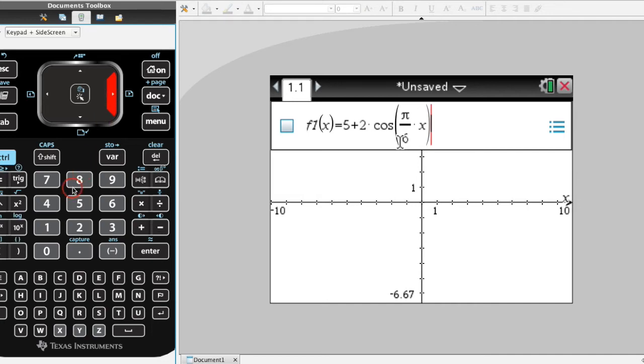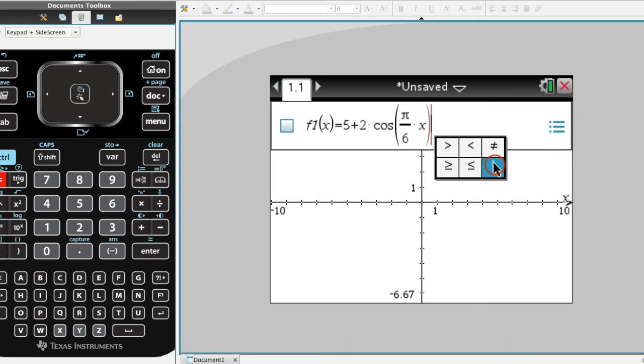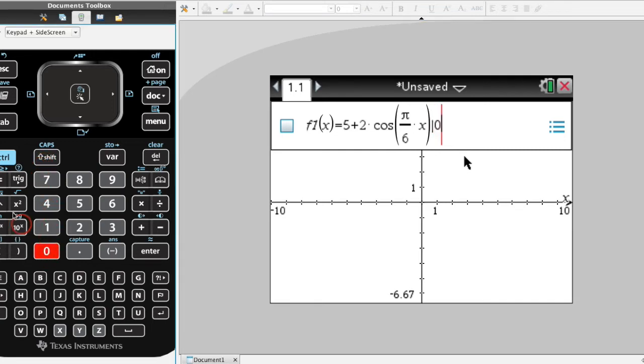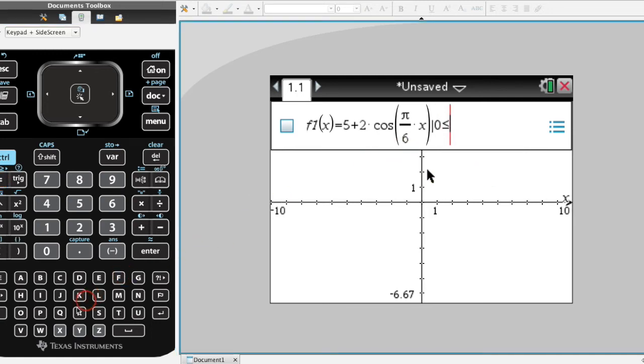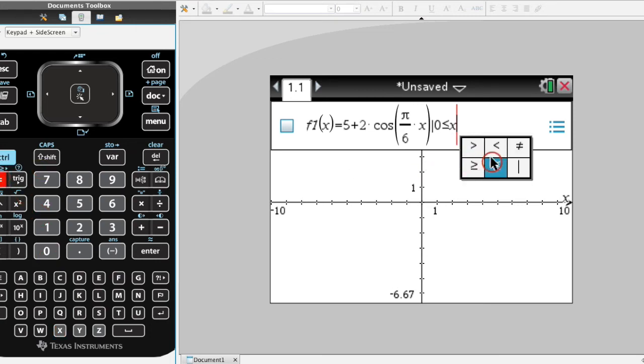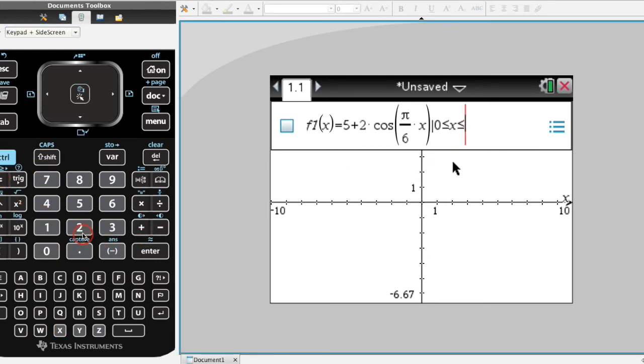So I'm going to put in a given that symbol. So I've just moved the cursor to the outside the function. And now I use control equals. And over here on the right hand side you can see that's the given that symbol. So it's given that x is going to be between 0 and 24. And then hit enter.